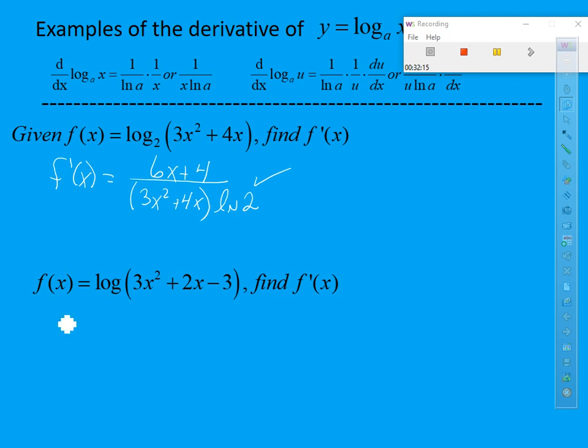One more easy one. Looks like my derivative is going to be the derivative of what I see over what I see, 3x squared plus 2x minus 3, times the natural log of the base. So in this case, guys, notice there's no base written down. But when we're dealing with just a regular logarithmic function, that base is 10. So then we got it.